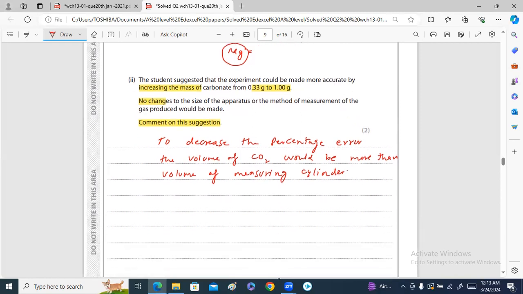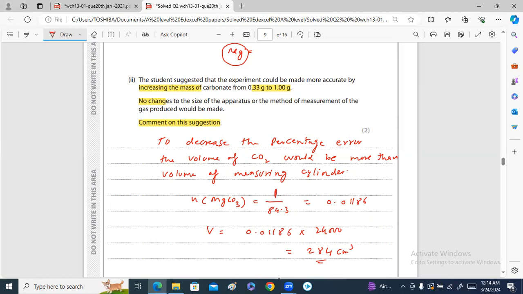So we can check that. Let's say we have 1 gram of magnesium carbonate. So 1 divided by the Mr 84.3, 84.3 was the Mr. Then this is 0.01186. So if we convert it into the volume, 0.01186 times 24,000, now we are getting 284 centimeter cube of carbon dioxide, which is more than the volume of the apparatus because we are using the measuring cylinder having 250 centimeter cube volume.